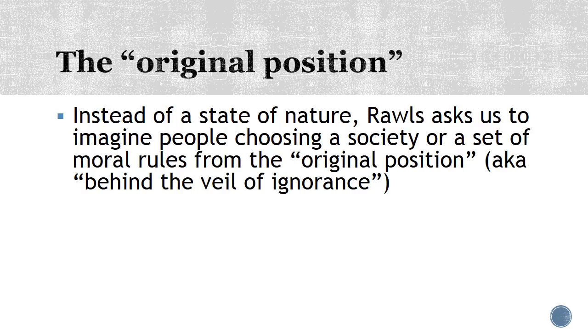So the first thing that Rawls wants us to do is imagine, parallel to Hobbes or Locke imagining a state of nature, that people are approaching the question of what kind of moral code there should be or what kind of society we should have from what he calls the original position, also known as from behind the veil of ignorance. He talks about people choosing something or agreeing to something, and this is what makes his view a social contract view. So we're supposed to all choose something from behind the veil of ignorance. Now, of course, what does that mean?